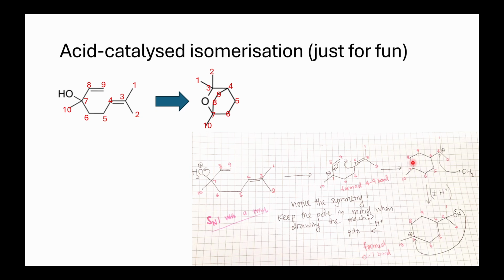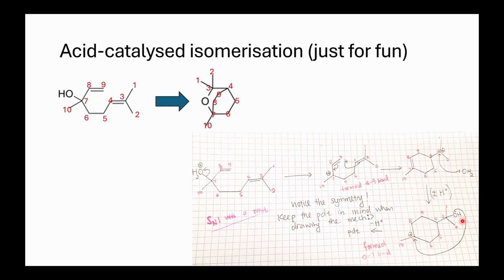this pi bond basically gains a hydrogen, and it gains the hydrogen at carbon number 8 to leave a carbocation at carbon number 7, because the cation would be more stable at carbon number 7 due to more hyperconjugation than it would be at carbon number 8. And that's why the intermediate will have the positive charge here, and then the lone pair on the oxygen can kind of come back and attack here.